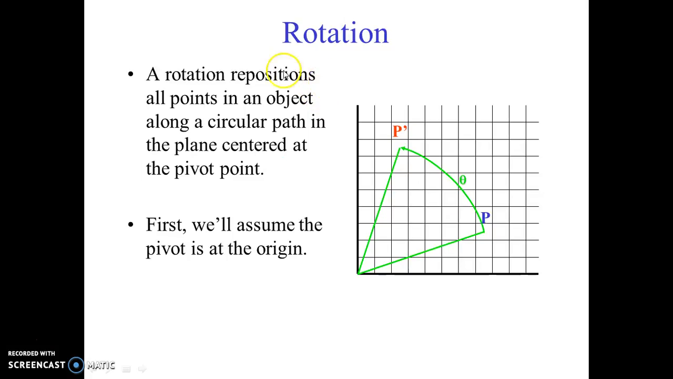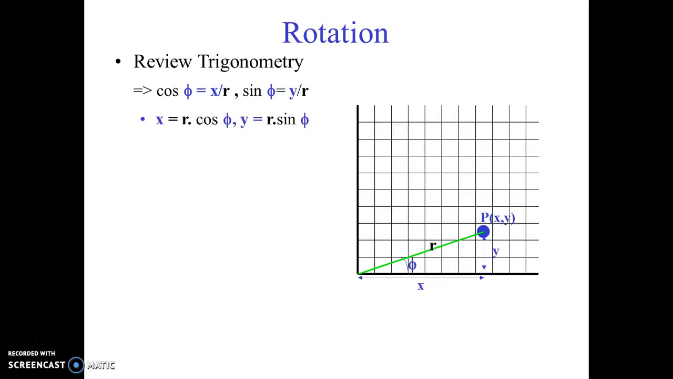Moving on to rotation. A rotation repositions all points in an object along a circular path in the plane centered at the pivot point. This is the pivot point 0, 0. So we will assume the pivot is at the origin and we will move our point P anti-clockwise to the new point P dash.